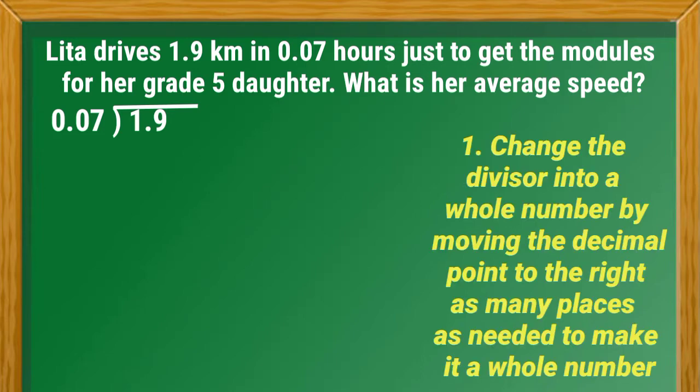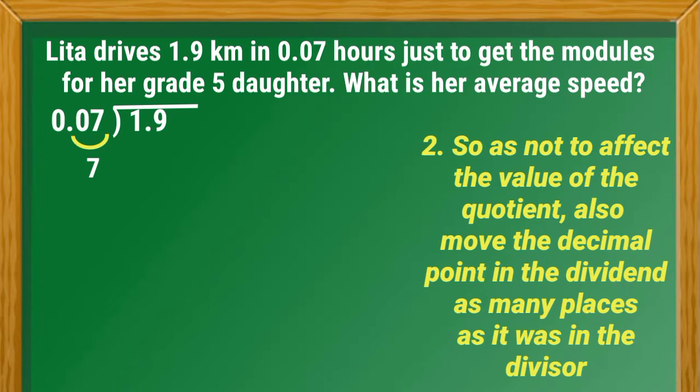Step number 1. Change the divisor to a whole number by moving the decimal point to the right as many places as needed to make it a whole number. What is our divisor here? Our divisor is 0.70. Since 0.70 is a decimal, we have to change it into a whole number by moving the decimal point to the right. How many places do we need to move the decimal point to the right? We are going to move 2 decimal places. So 0.70 will become 70.